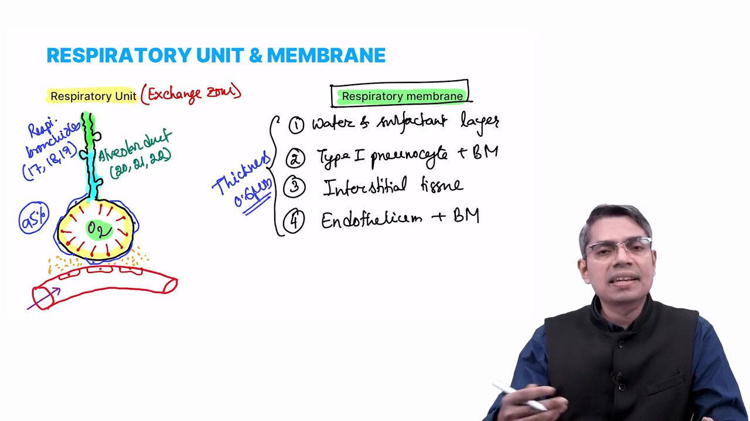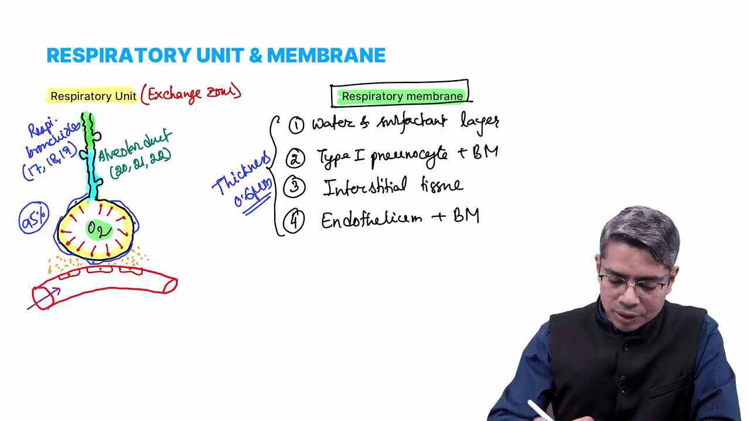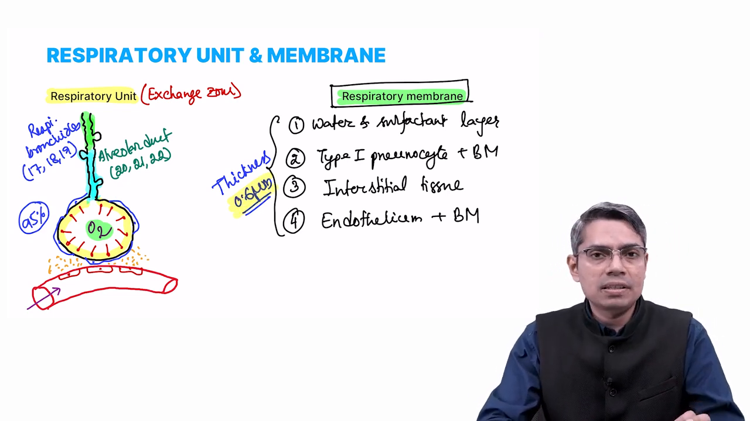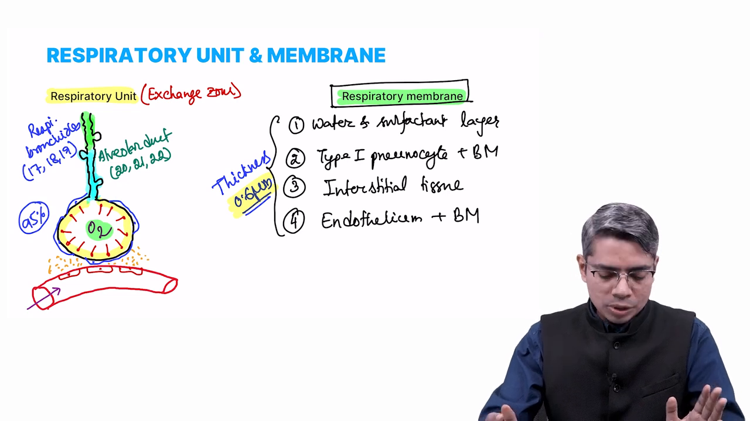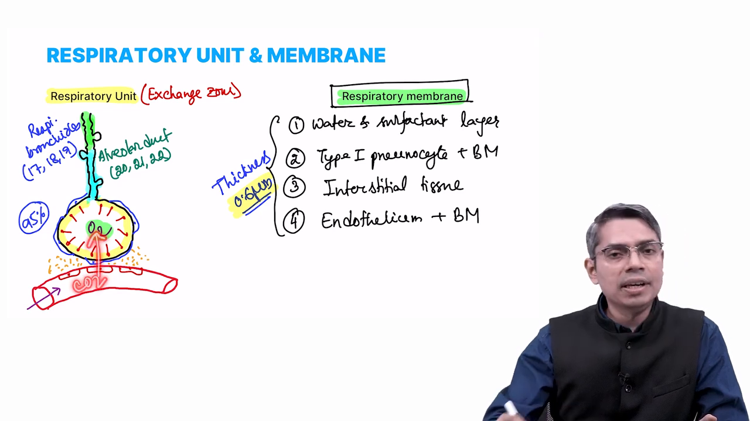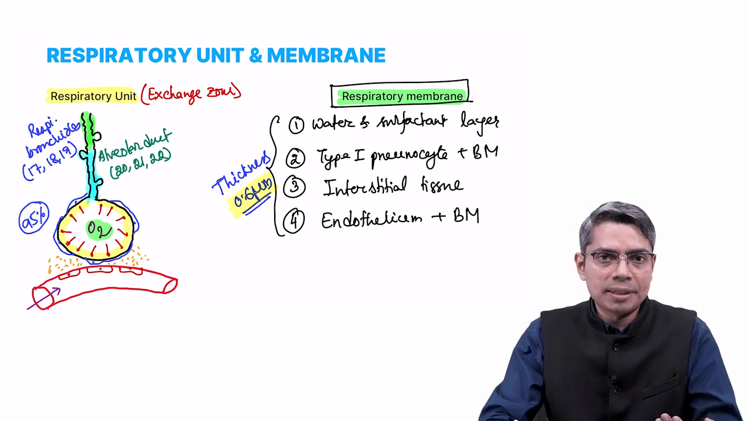It can be as thin as 0.2 micrometer also, but on average, according to Guyton's textbook of physiology, the membrane has a thickness of 0.6 micrometer, right? So if carbon dioxide is passing from this capillary blood to the alveoli, it has to cross the same membrane, that is known as the respiratory membrane, right?